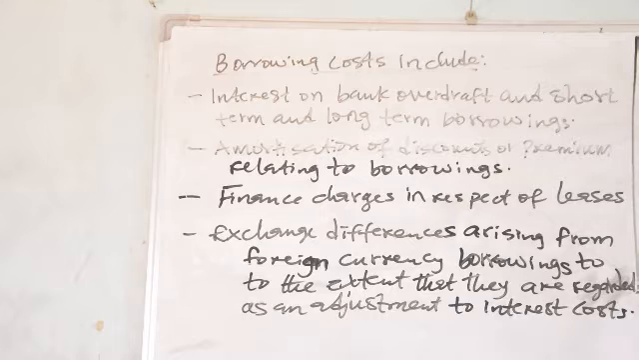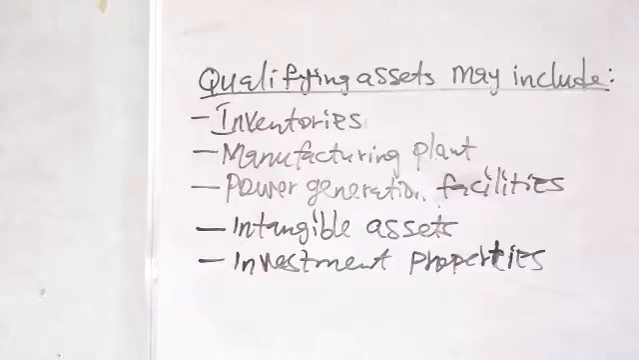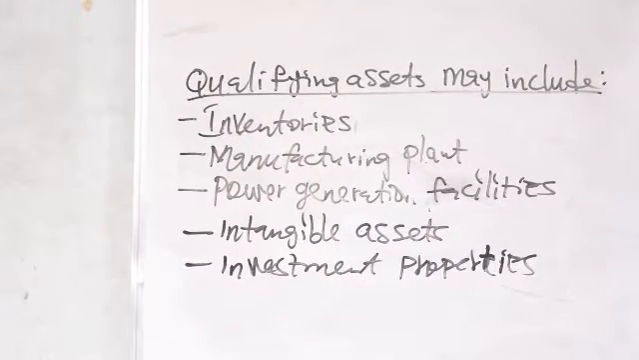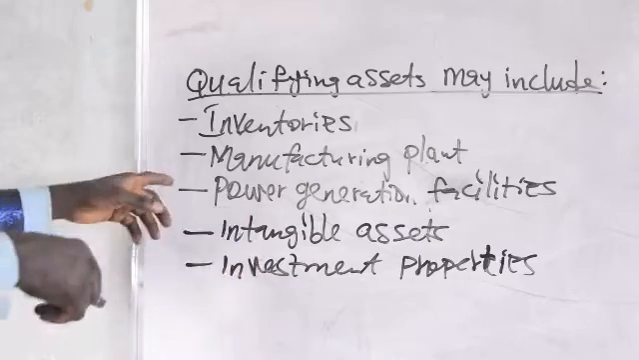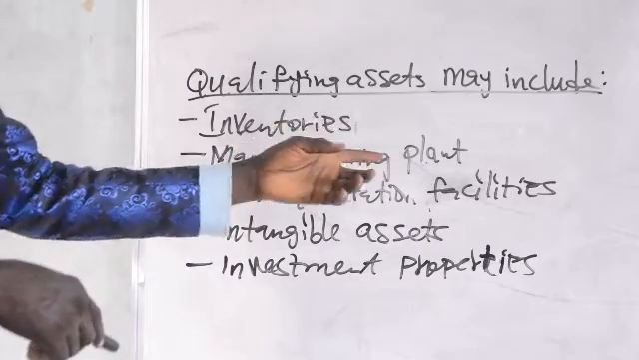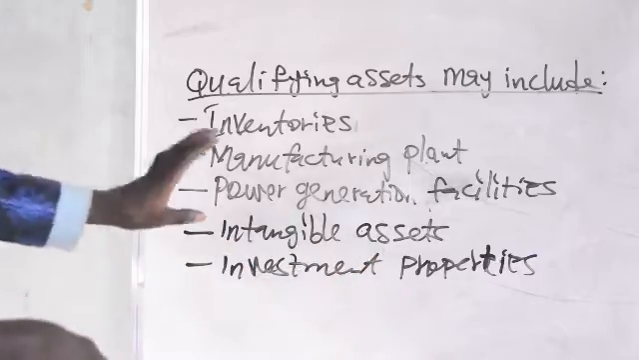Then we have qualifying assets. What do we mean by qualifying assets? Qualifying assets are assets that necessarily take a substantial period of time to get ready for their intended use or sale. That is qualifying assets. Examples of qualifying assets are inventories, manufacturing plants, power generation facilities, intangible assets, and investment properties.